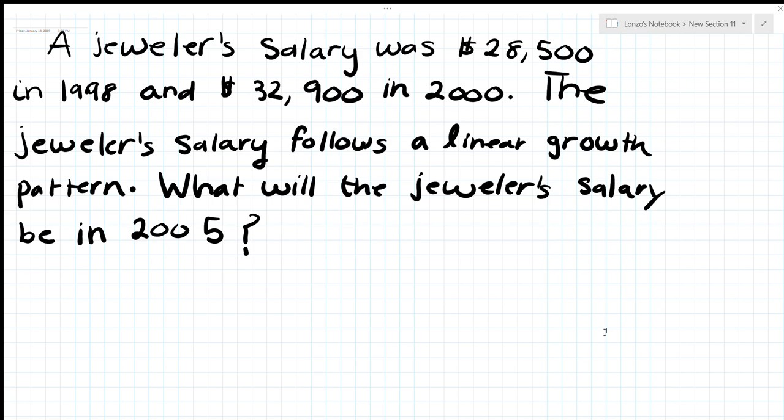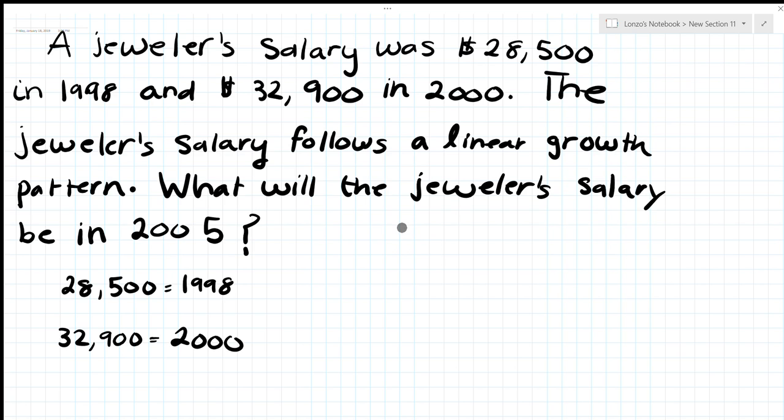So what do we know? Let me write what we know. We know the salary is $28,500 in 1998, and then at 2000 it's $32,900, so it went higher, probably because of inflation.